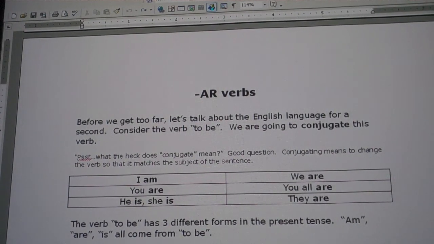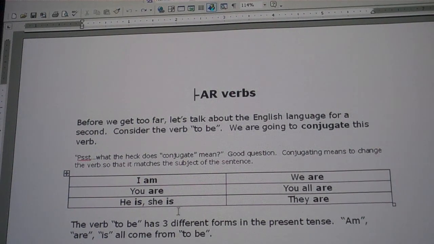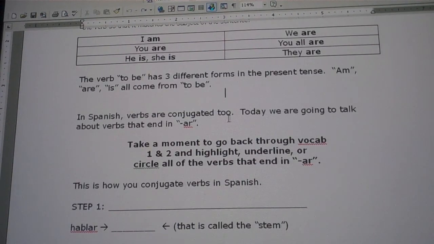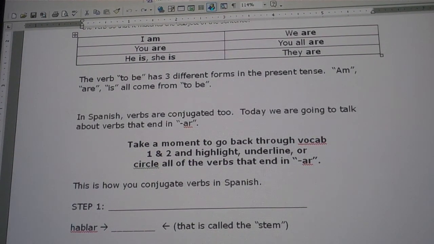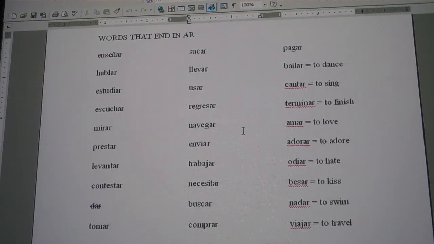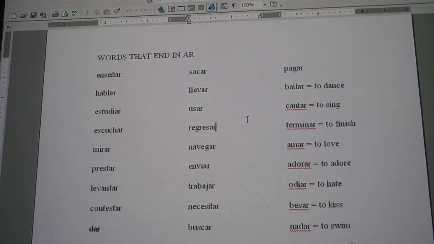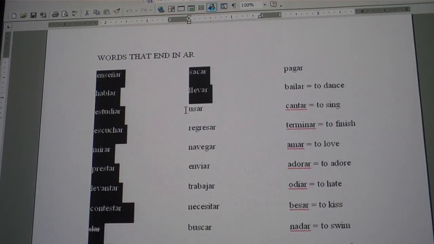But here's what we're going to take a look at today. In Spanish, verbs are conjugated too. Today we are going to talk about verbs that end in the letters AR. It says right here to take a moment and go back through vocab 1 and vocab 2 and highlight, underline, or circle all the verbs that end in AR, but I kind of already did that for you, so you don't need to worry about that. Because this right here is the list that you guys were using yesterday, the words that end in AR, correct? Up to about right here, that's from vocab 1.